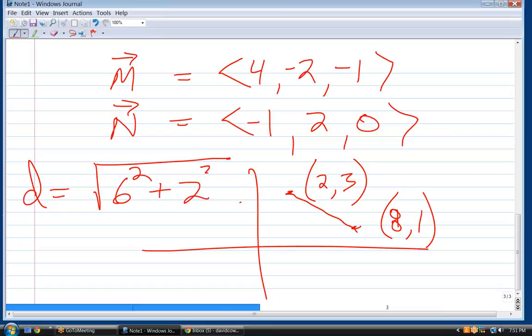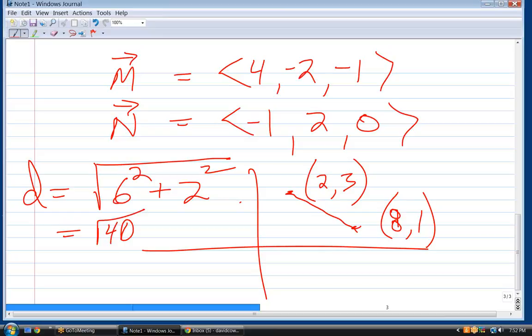So, wait. B squared? It's the difference of the x component squared plus the difference of the y component squared, the square root of that whole thing. The difference between 8 and 2 is 6. The difference between 3 and 1 is 2, and I don't care if it's negative or positive because I'm going to square it. So the distance is the square root of 40. You with me?